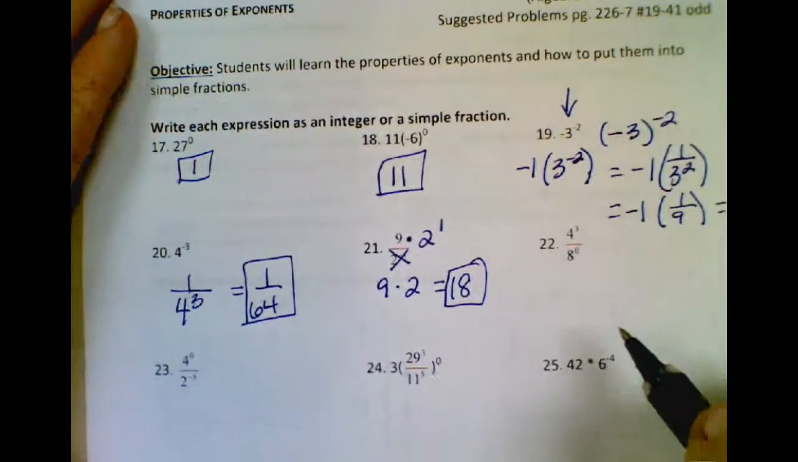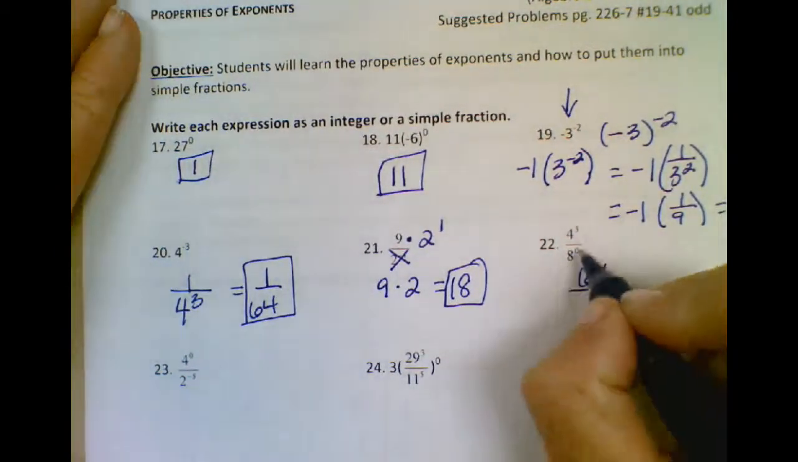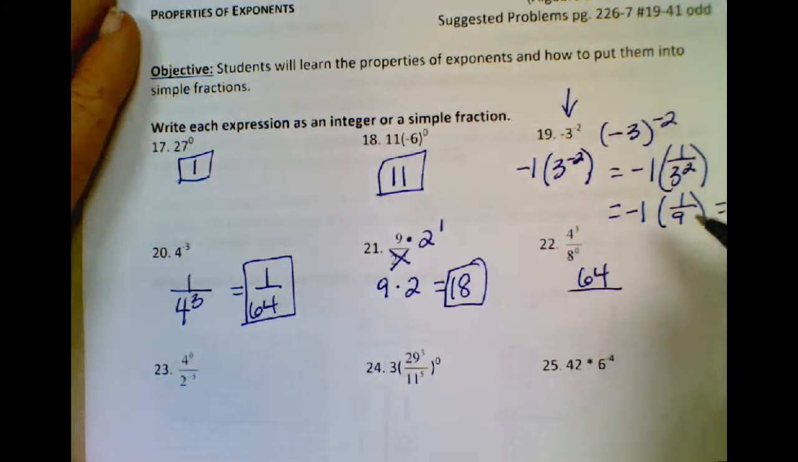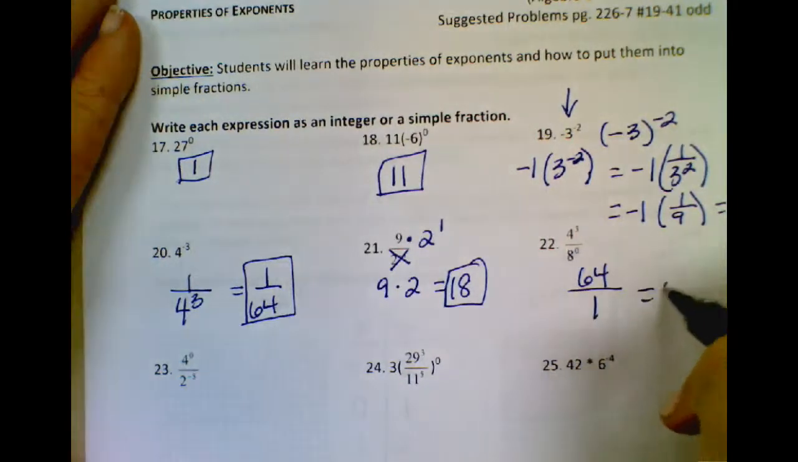4 to the 3rd, I know is 64. 8 to the 0, remember that's not 0. I hear some of you going, well, that's undefined, Miss V, I can't divide by 0. But 8 to the 0 is not 0, it is 1. So your answer is just 64.